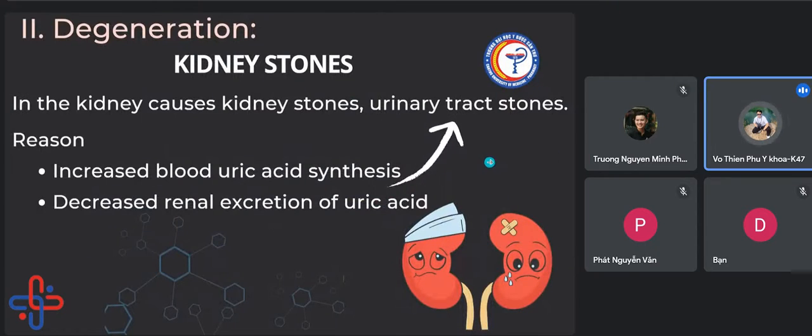Okay, hello everyone. I'm Thiện Phú, and now let's move to the first part of my talk, which is about kidney stones in degeneration. In the kidney, what causes kidney stones and urinary tract stones? We have two reasons. First, increased blood uric acid synthesis, and second, decreased renal excretion of uric acid.